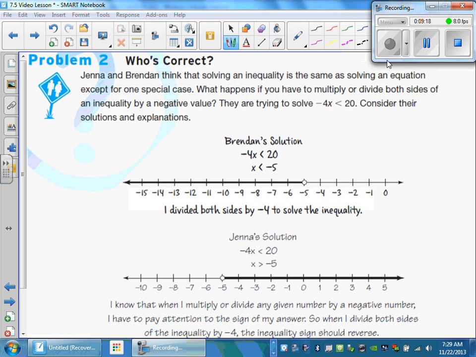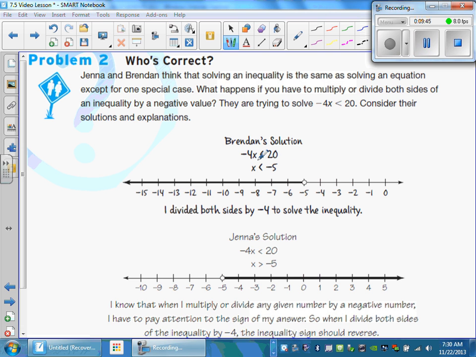All right, we are on page 377 now. Make sure that you did problem 9, and we'll be checking those answers in class. Problem 2 asks you who is correct. There's 2 different situations going on here. Both students tried the same problem. The inequality is negative 4x is less than 20. So they went through and did their inverse operations and both got an answer of negative 5.